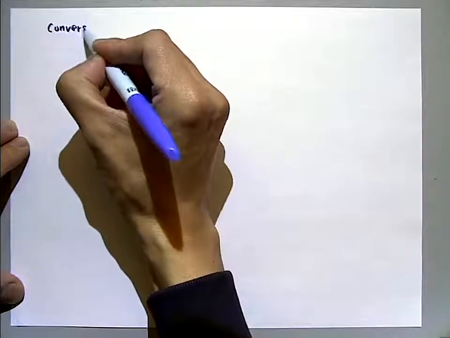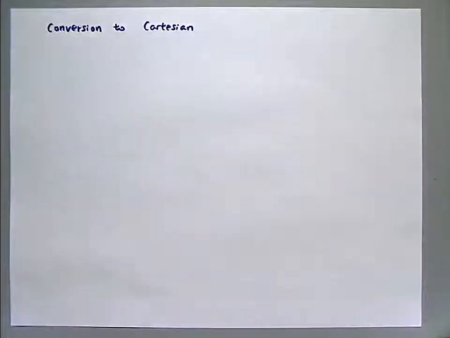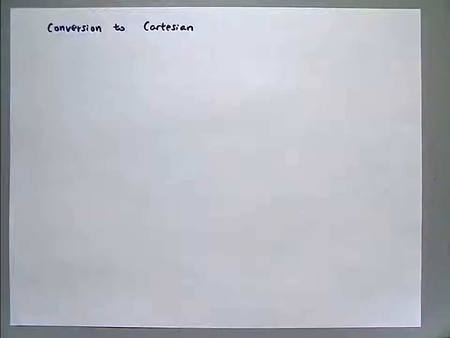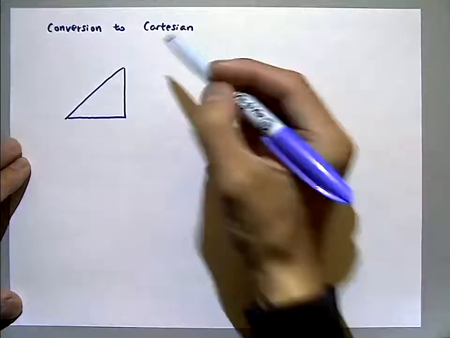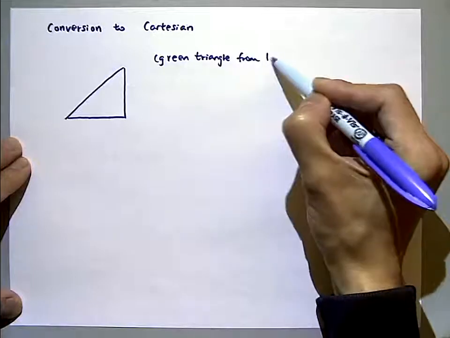Let's look at how we convert this from Cartesian to and from. First, we'll look at conversion to Cartesian. Given rho, theta, phi, how do we recover x, y, z? So first of all, let's take this green dotted triangle. Let's bring it out and take a look at it. So this is the green triangle from the last page.